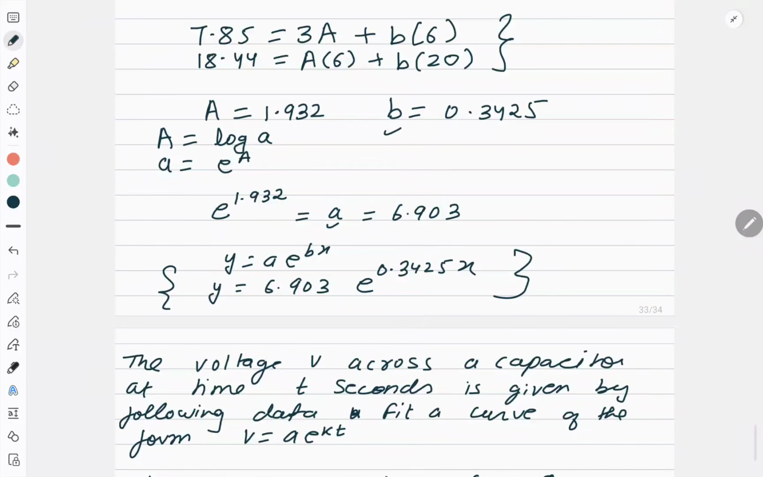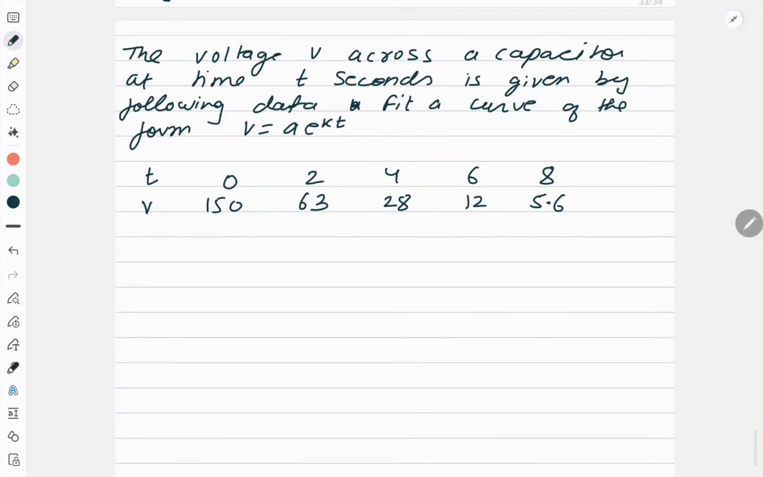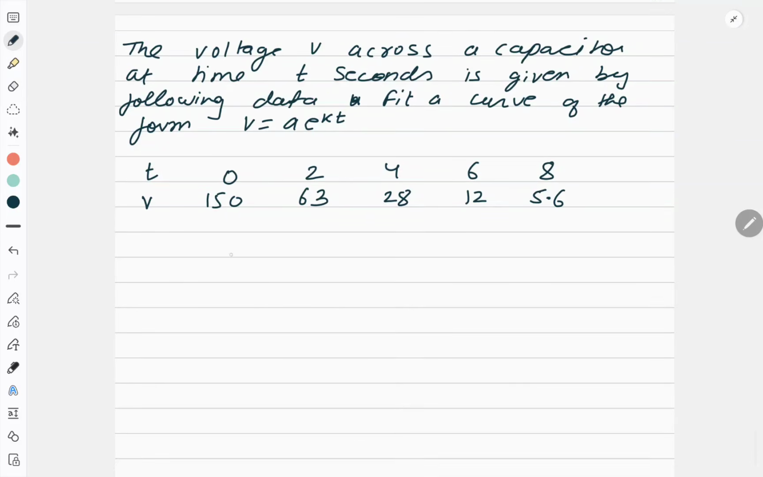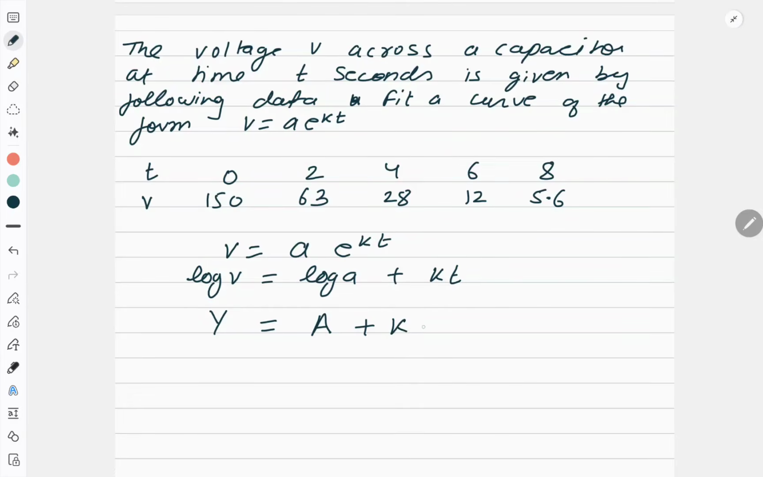Right? Let us see one more question which is based on application. The voltage V across a capacitor at time t seconds is given by the following data. Fit a curve of the following form. Now what is the curve? V is equal to A e to the power kt. Take log. So log V is equal to log A plus log e to the power kt, which is kt only. Now this log we don't want, so put it as y. You can keep capital V as well. y equals A plus kt. Now it is a linear curve.